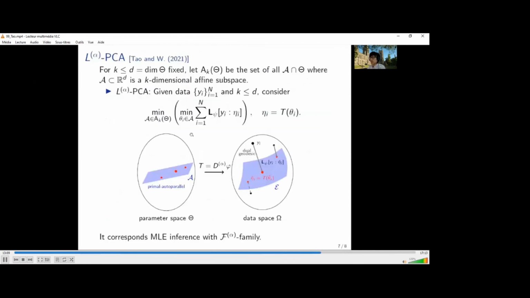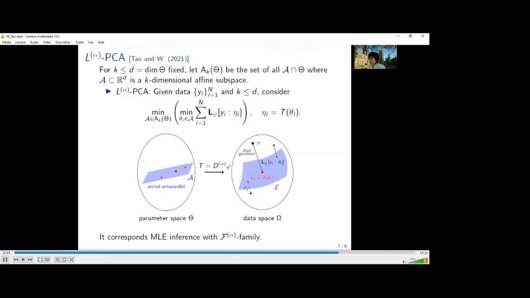So here is the formulation of the so-called L alpha PCA, which we introduced in this work. Before looking into the formula, it is better to look at the picture here. So let's suppose that in the space of data, I have some data points that I call y_i. Okay, and I also fix an exponentially concave function psi on the dual space here. So what we do is that, similar to the dual projection, we look at a convex set in the primal space of parameters, which corresponds to a curved submanifold in the space of data.